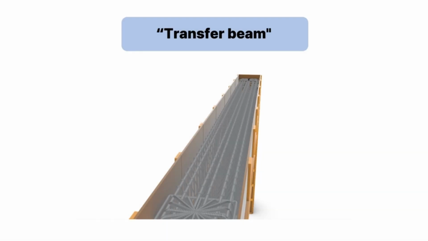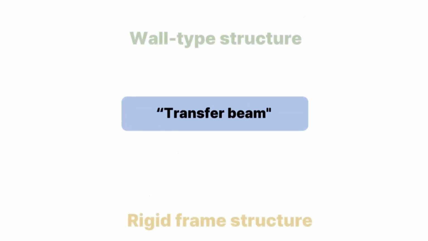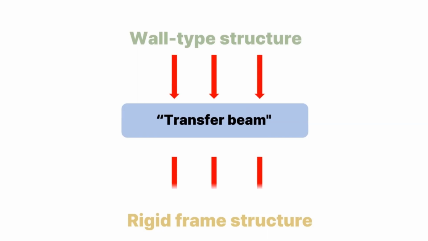Then, what type of structure is used for the transfer layers in Hanyang Sujain River Pine apartments? It is the transfer beam. The transfer beam receives the load from the wall-type structure of the residential units and safely transfers it to the rigid frame structure, which includes the first floor and the basement parking structure.